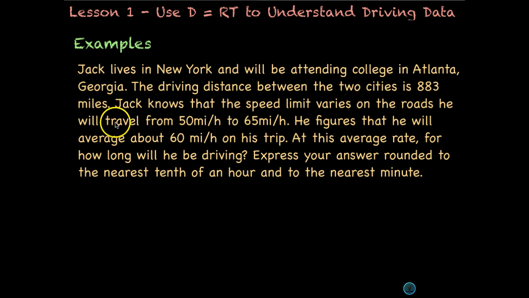Let's look at a second example. In this example, Jack lives in New York and will be attending college in Atlanta, Georgia. The driving distance between the two cities is 883 miles. So we know that's a D right there. Jack knows that the speed limit varies on the roads he will travel from 50 to 65 miles per hour. He figures that he will average about 60 miles per hour, that's his rate, on his trip.